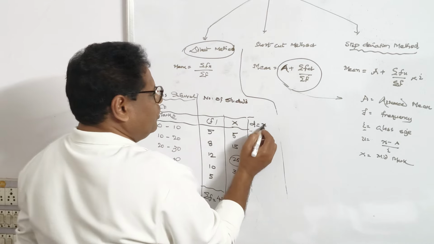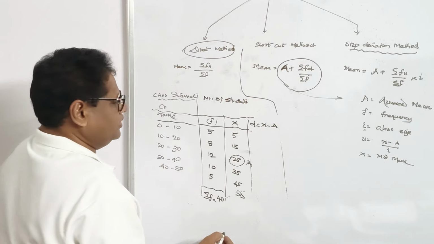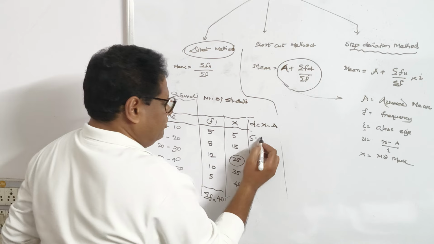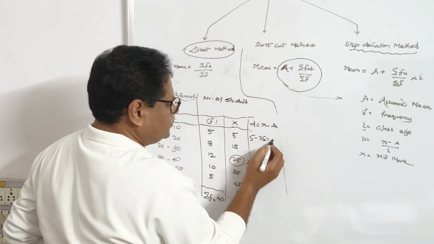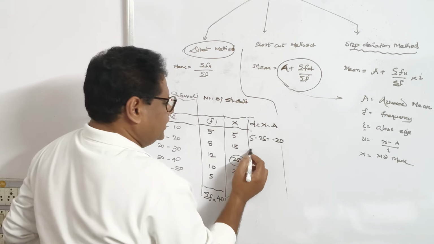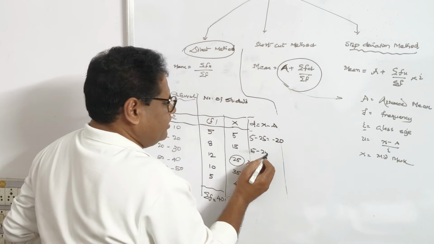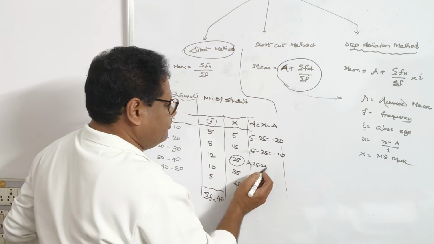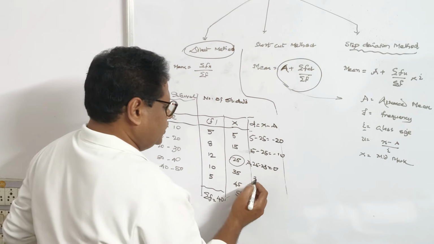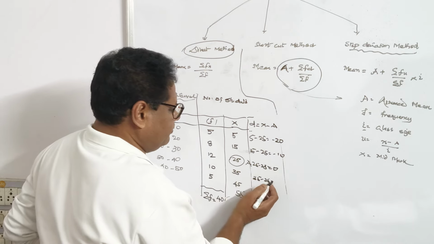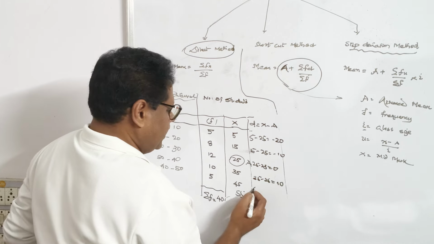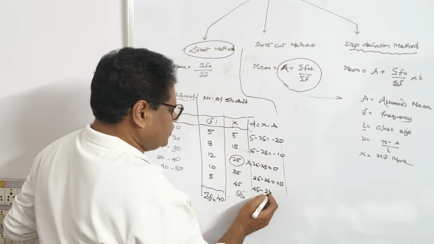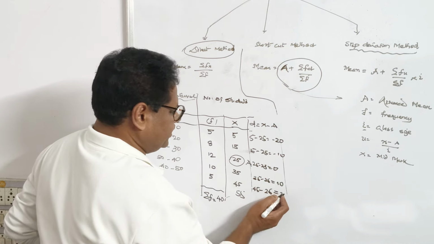Okay, now we are applying the formula D. D is the difference of x and assumed mean. So this is 5 minus 25, that is minus 20, then 15 minus 25, that is minus 10, 25 minus 25, that is 0, 35 minus 25, that is 10, and 45 minus 25, that is 20.